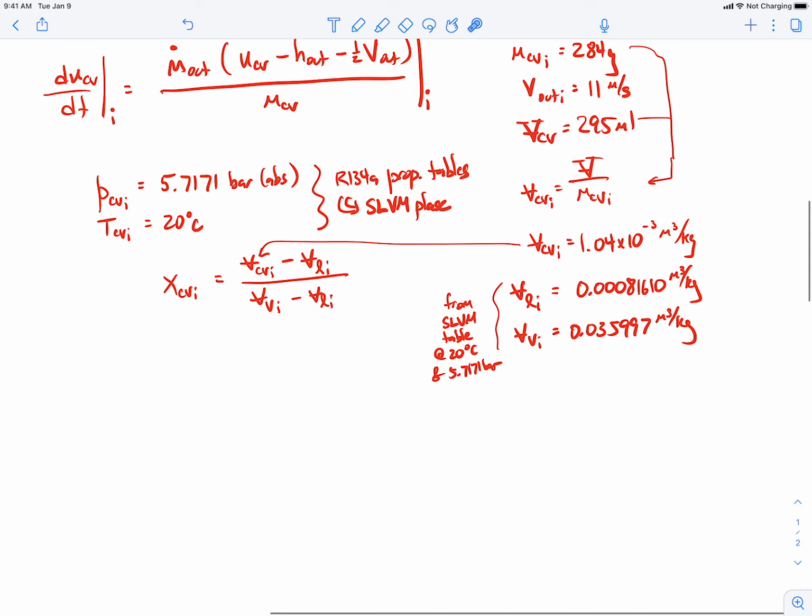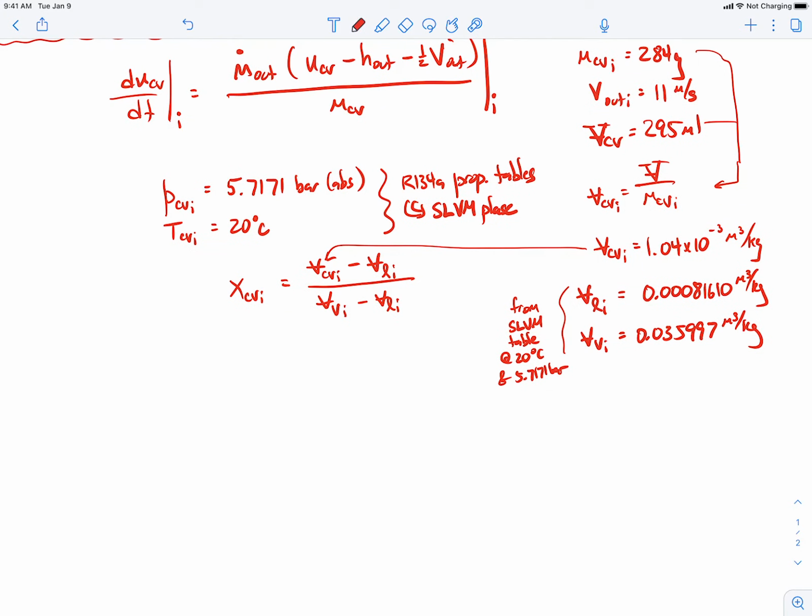Hopefully you know how to do this, right? This is stuff that you've done before. But you'll find that the quality initially comes out to be 6.33 times 10 to the minus 3. So the quality is very small, actually. The can is filled mostly with liquid, but there is some vapor.